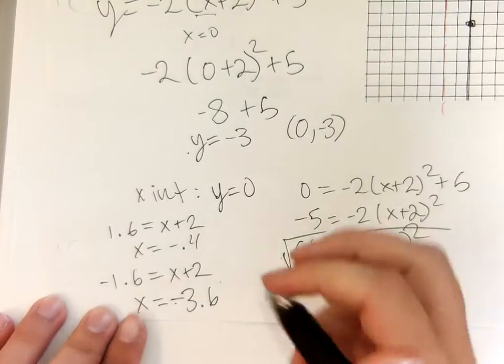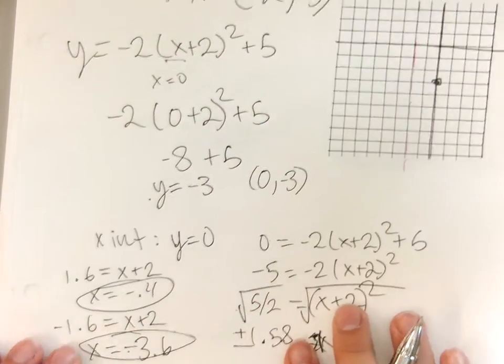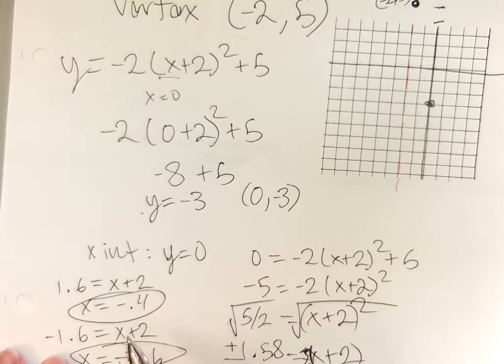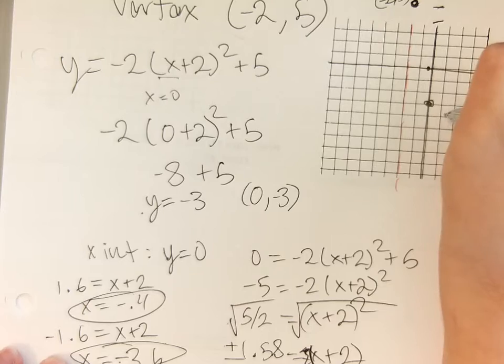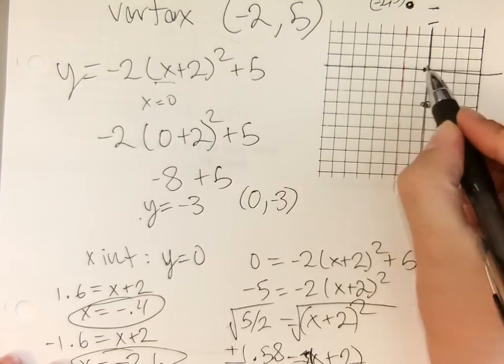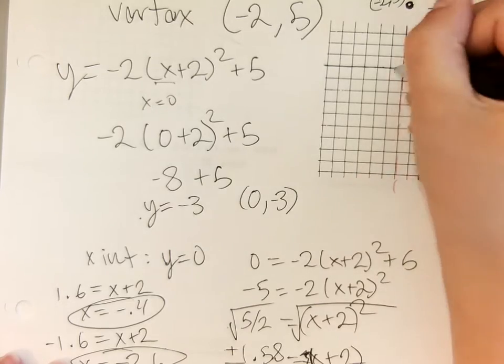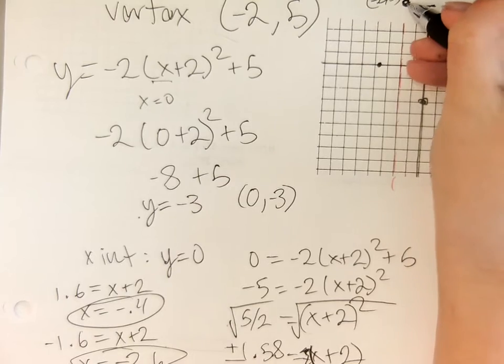So if these are our x-intercepts, looking here, we have negative 0.4. That's going to be a little bit under half, right about there. And then we have negative 3.6. 3, and then about 3.5. And then filling in the graph.